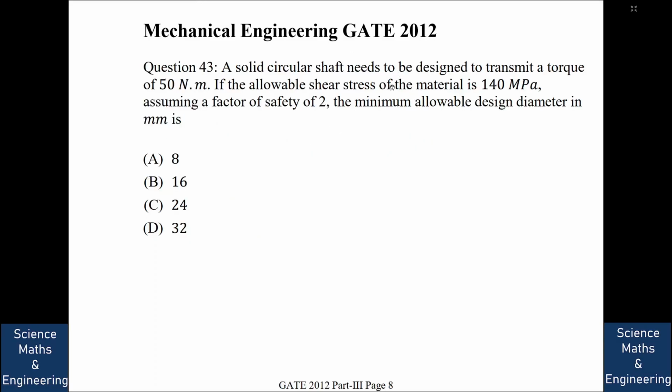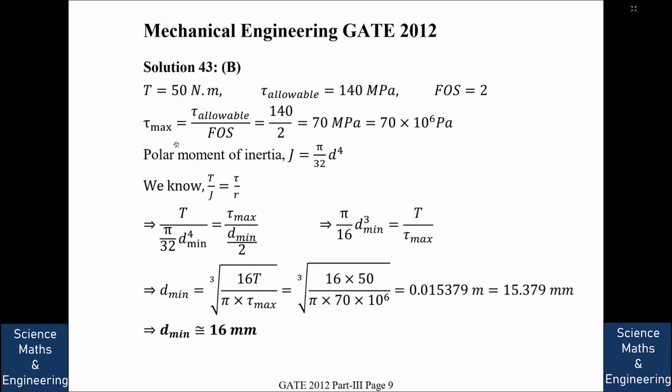A solid circular shaft needs to be designed to transmit a torque of 50 Newton meter. If the allowable shear stress of the material is 140 megapascal, assume a factor of safety of 2, the minimum allowable design diameter in millimeter is, okay, so you need to find out the minimum allowable design diameter. So the answer is, see, T is given as 50 Newton meter. Tau allowable is 140 megapascal, factor of safety is 2. So the maximum stress tau max would be equal to how much? Tau allowable divided by factor of safety.